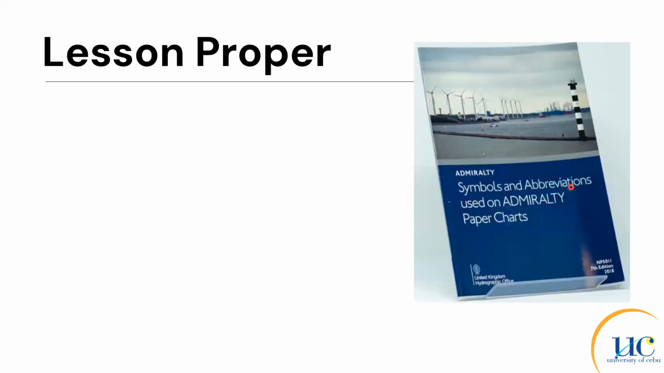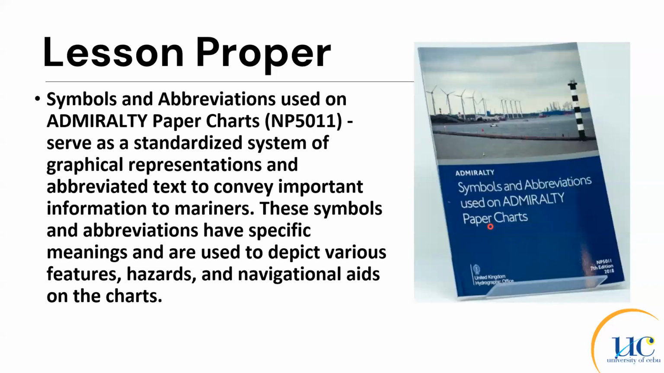Okay. As you can see here, this is an example of chart 5011. Symbols and abbreviations used on Admiralty paper charts. So chart NP 5011, symbols and abbreviations used in Admiralty paper charts. So NP 5011 serves as a standardized system of graphical representation.